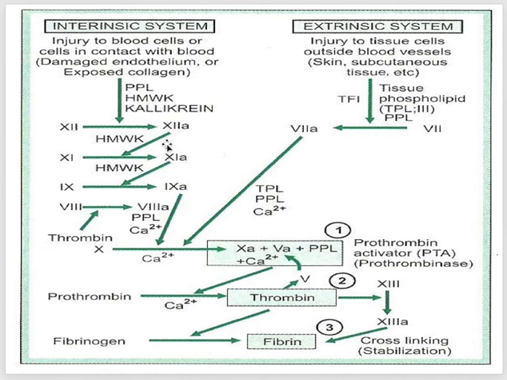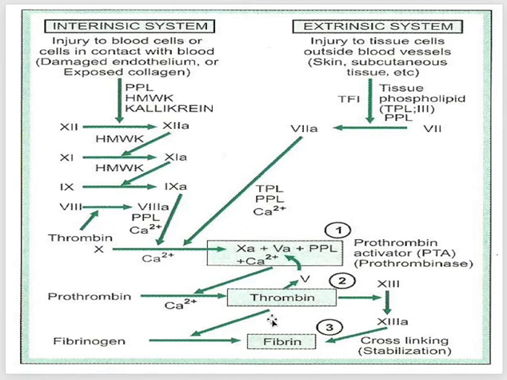12 to 12A, activated 12 will activate 11. 11 in turn will activate 9. 9 will in turn activate 10 to 10A. And to do this, what do they need? Factor 8. There should be a presence of factor 8, which is activated by thrombin. In the extrinsic pathway, 7 to 7A in turn activates 10 to 10A. Calcium is needed. So both the extrinsic and intrinsic pathways converge together.